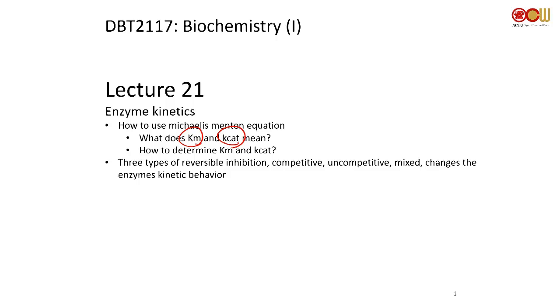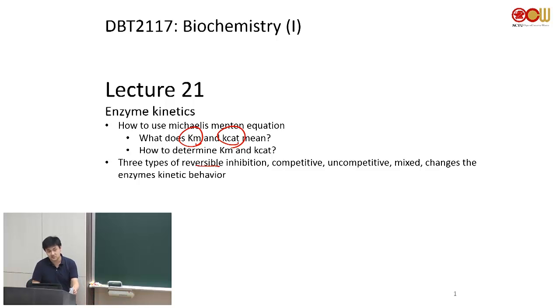And then towards the end of the class, we're going to go over some inhibition. We have essentially reversible inhibition and then irreversible. But for the most part, we're only going to look at reversible inhibition because irreversible inhibition means that once a molecule binds, the enzyme is dead. It's irreversible. So we don't have to have any rate equation to describe that because it's dead.